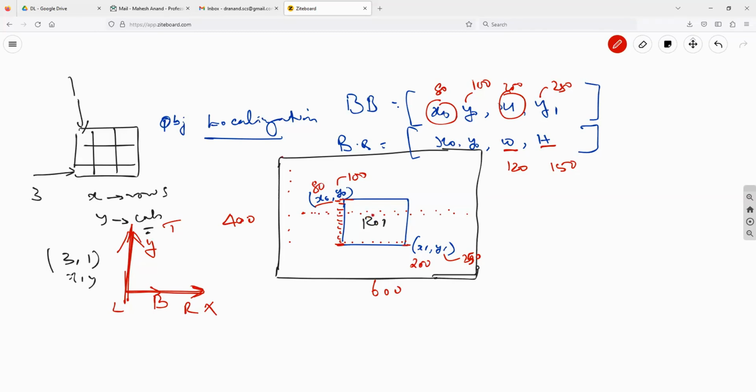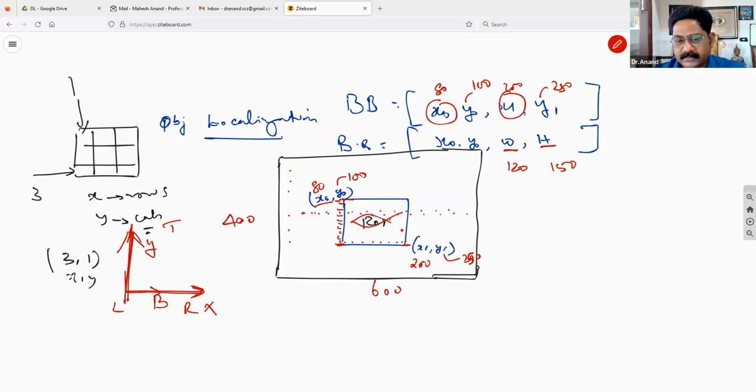Okay, assume this is some object over here. So I have to mark it very closely. I have to put a bounding box. So where can I put the top left corner and bottom right corner? We have to figure it out.